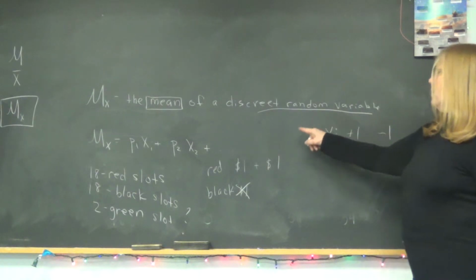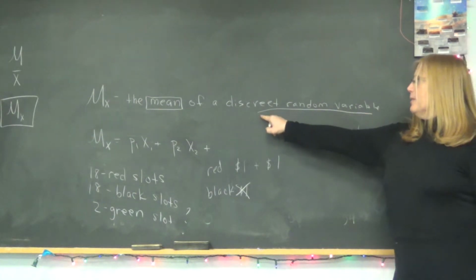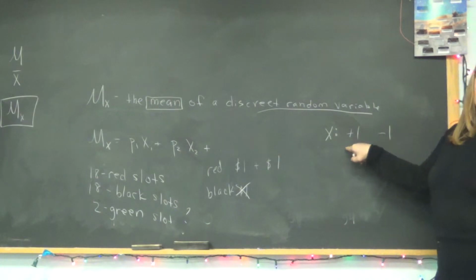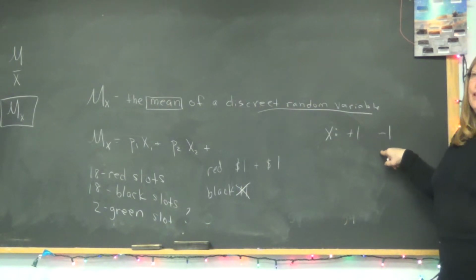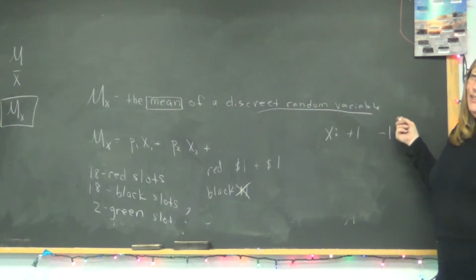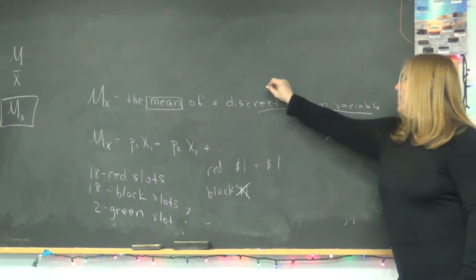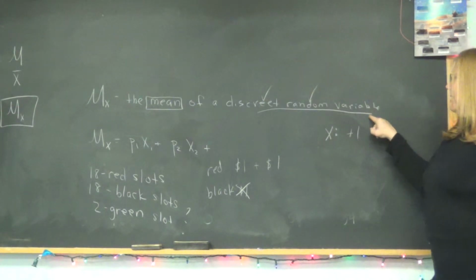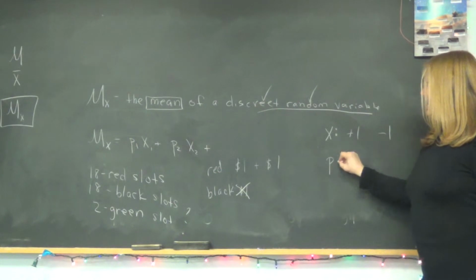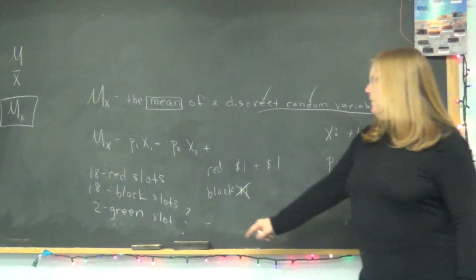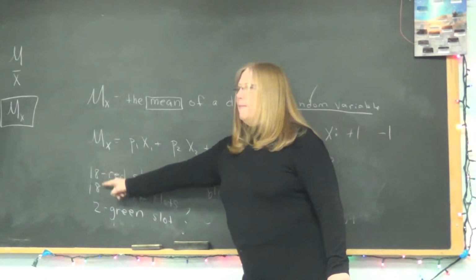Now, to be a discrete random variable, it has to be discrete. Is there anything in between on this? Could you get $1.50, $1.75, 50 cents? No. All right, it's discrete. It's random, and the only thing else we need is the probabilities. So, those numbers will help us come up with the probabilities.